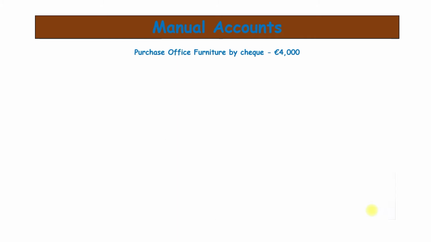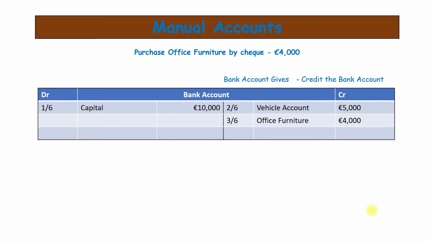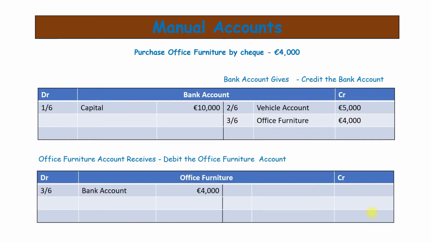Here is another example. We buy some office furniture and pay for it by check. We credit the bank account and then create an account for office furniture. The office furniture account receives, so we debit the office furniture account. Again, what this means is that we now have office furniture worth $4,000 and it was paid for from our bank account.